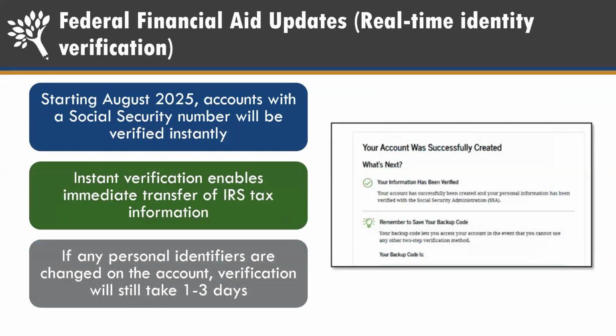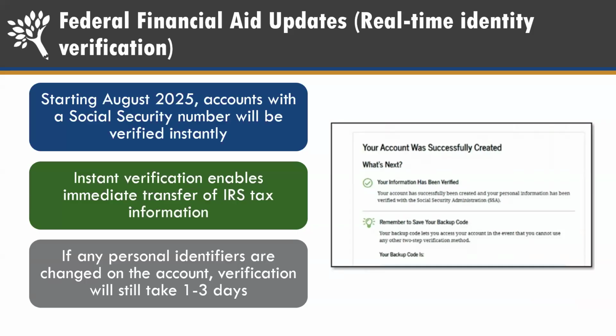So real-time identity verification, I touched on a little bit earlier, but what it means is that starting last month in August, anybody who's creating a studentaid.gov account, an FSA ID, is going to be automatically verified. It used to take 1 to 3 days to verify information with Social Security before a student could actually complete their application. This automatic verification means we no longer have to have a two-step process. We no longer have to meet with students to do their FSA ID or create their accounts and then wait 3 days and then have a financial aid event. It means we can do it all in one event now. Yay! It means one less night in the library or gym.